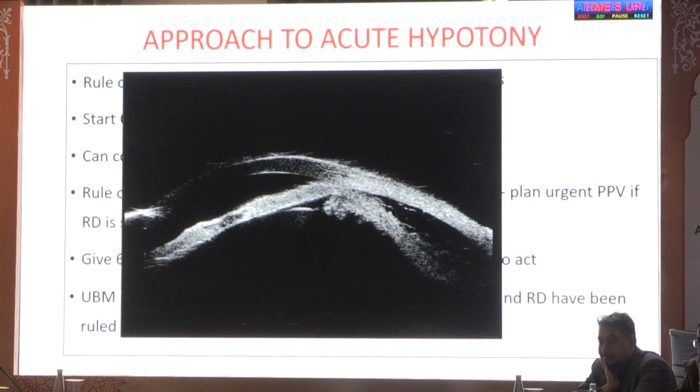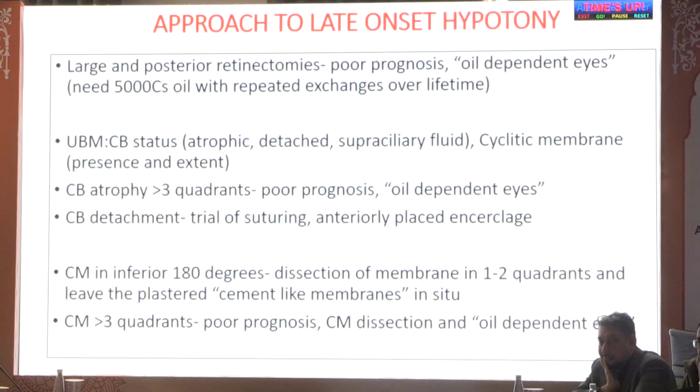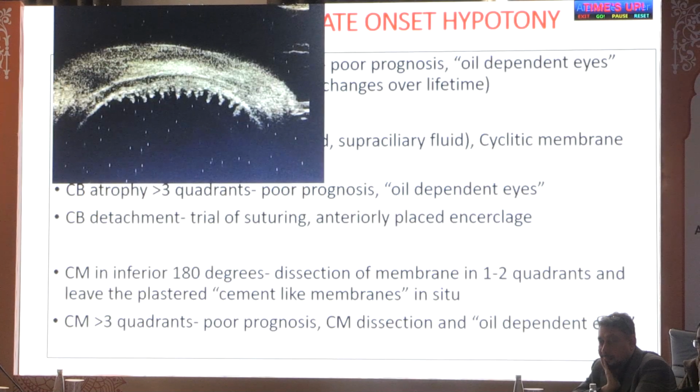And the UBM can show you something like that, which is supraciliary fluid. I'm just going to end with this, that this is what you want to see on the UBM. This is healthy ciliary processes, and they have the finger-like projections. If you see that, then it's great. Almost always, these eyes will not have hypotony.